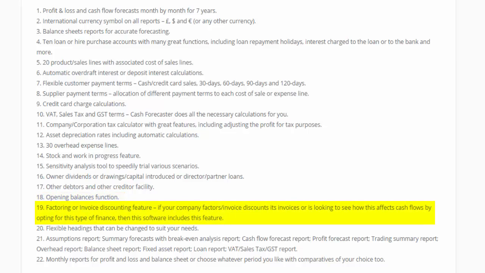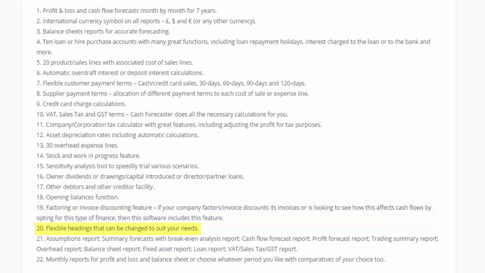Also, a very good feature within there is factoring or invoice discounting. It may be that you already have this within your business, so you need that as a function when you're preparing new cash flow forecasts, or it might be that your business is looking to see whether this is something that will benefit your business and how it will impact on your cash flows. All the functions and features that are needed for invoice discounting or factoring are built within the system.